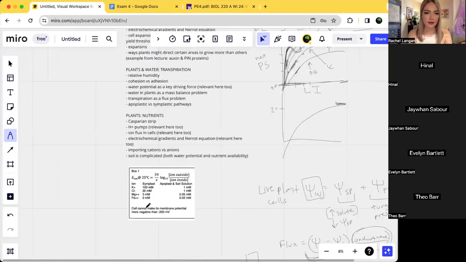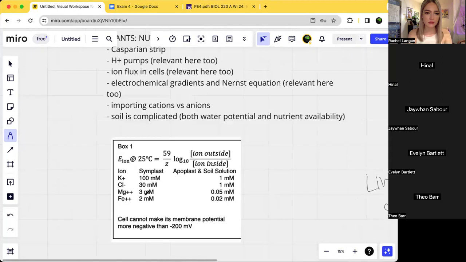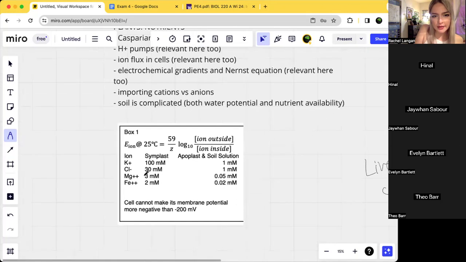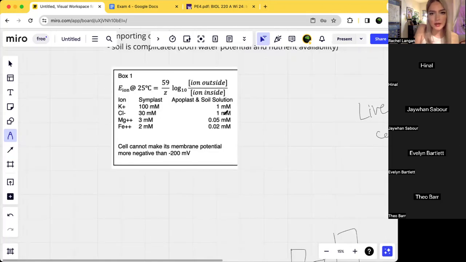Let's say maybe we can calculate the ECG of chloride and say, does chloride need a channel to help with cell expansion, or does it need active transport? Okay, so it's 30 inside the cell and 1 outside the cell, or in the apoplast.